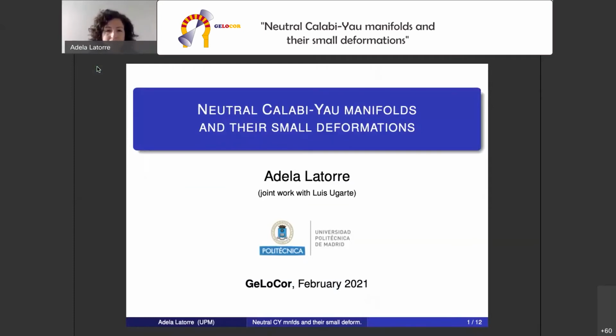And I'm going to present a joint work with Luis Ugarte from University of Zaragoza, where we work on the study of some pseudo-Riemannian manifolds on complex manifolds. So although we have already heard about complex manifolds in the last talks, I would like to give some basic notions so that you can understand better the problem of the small deformations and so on.